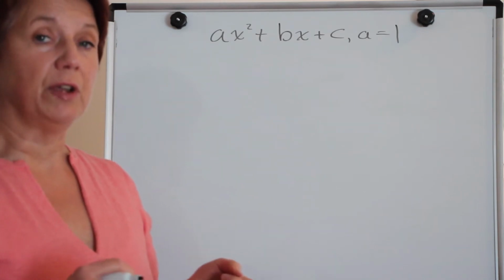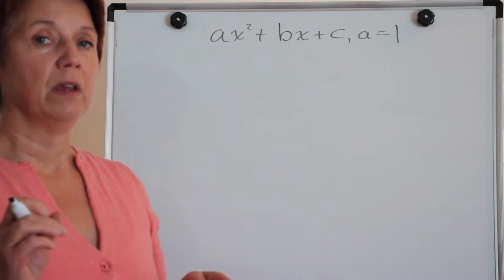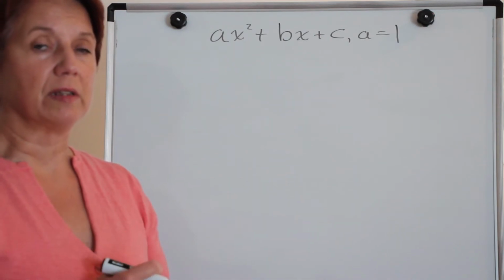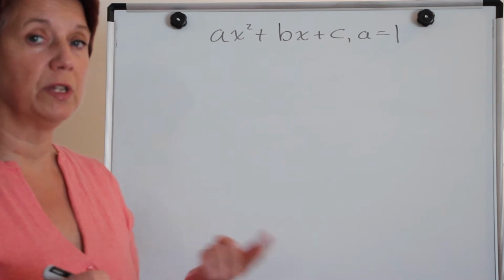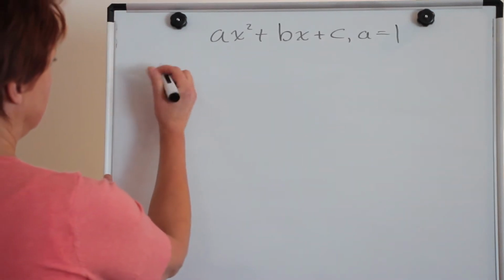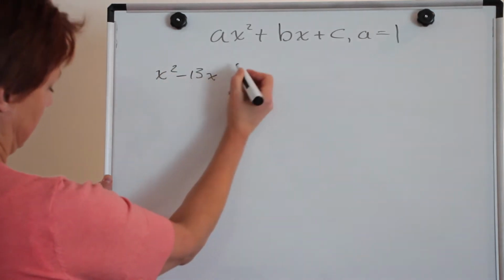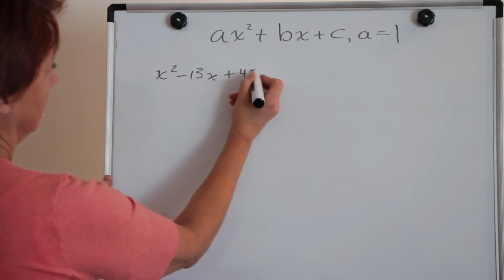And then in the next video, I'm going to take it a step further with some common factors and things like that that you need to watch out for. So let's just do some examples and see how it goes. So the first one we'll do is x squared minus 13x plus 42.